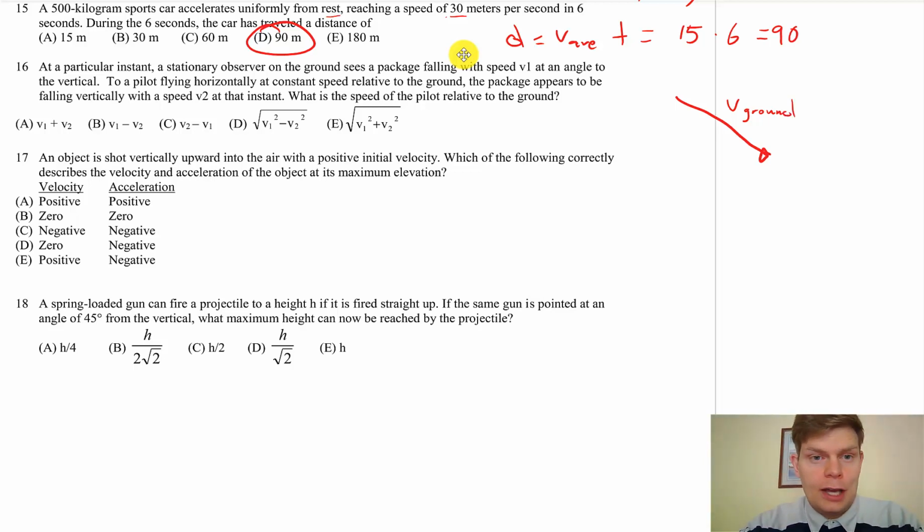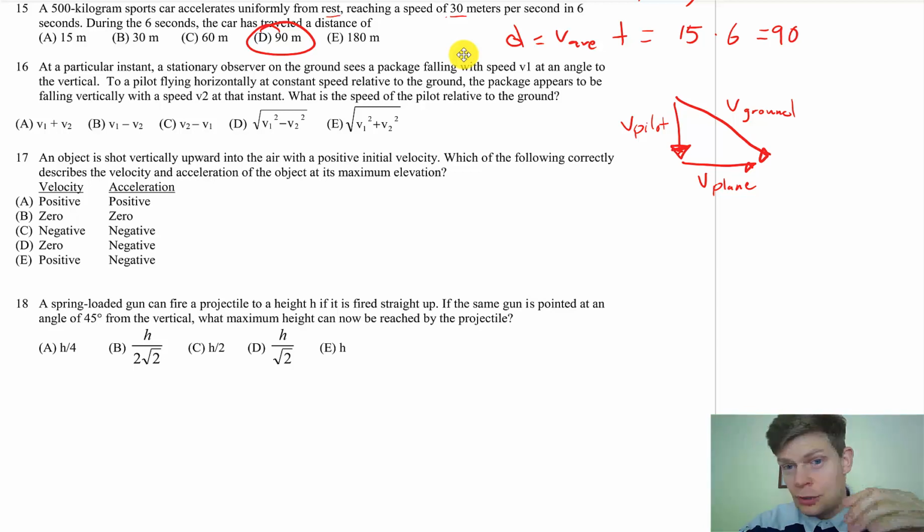But from the pilot looking down, or hopefully somebody else in the plane looking down, it's good for pilots to pay attention, they would see it falling straight down. I'll still call it V-pilot because it makes a good name. And you want to know how fast the plane is traveling relative to the ground. Well, now that I've drawn it this way, this is how fast the plane is going relative to the ground. So this is the velocity someone sees the package going in a given instant as it's falling.